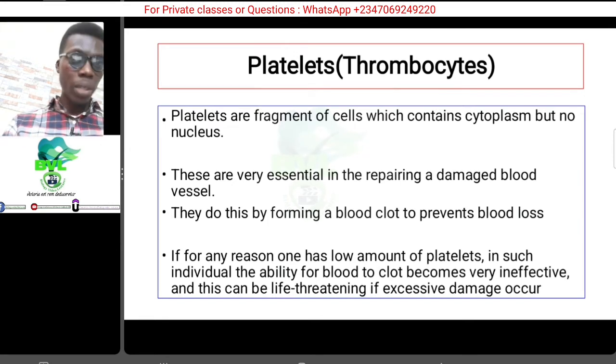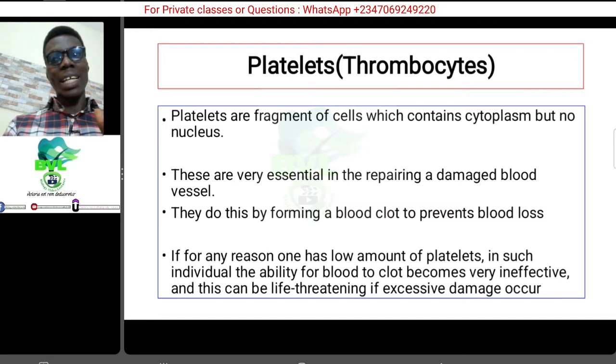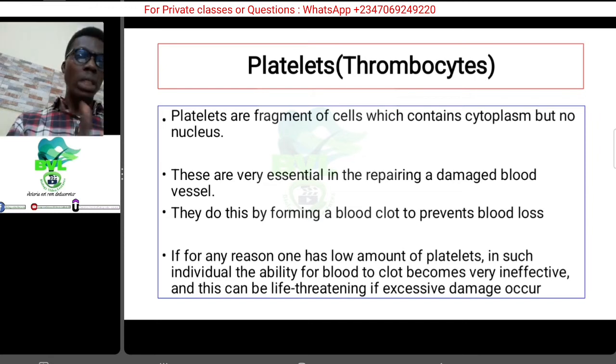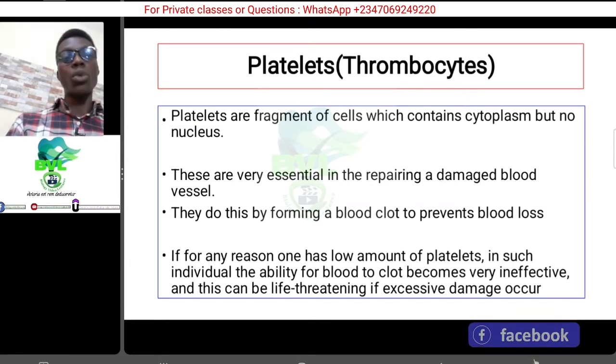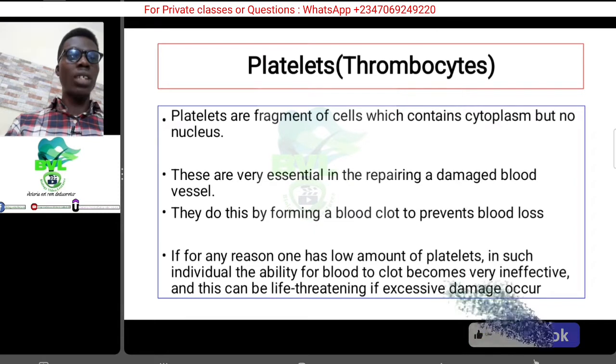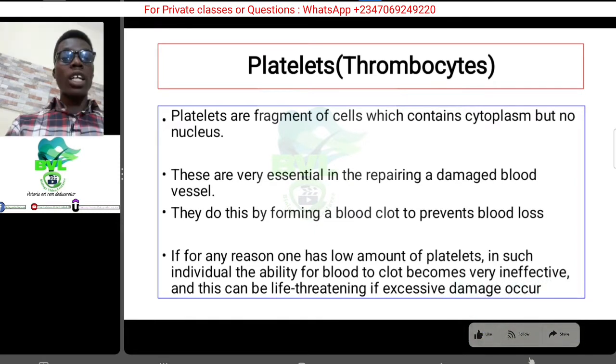Of course, there's a limit to the extent to which it can work. It works all the time, but sometimes when the cut is too deep, the person might have lost a lot of blood before platelets will be able to help. That's why sometimes we need to tie something to block the blood vessel before the wound. So it says these are very essential in repairing damaged blood vessels.